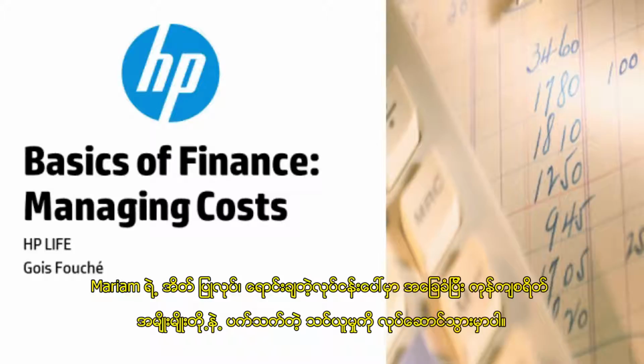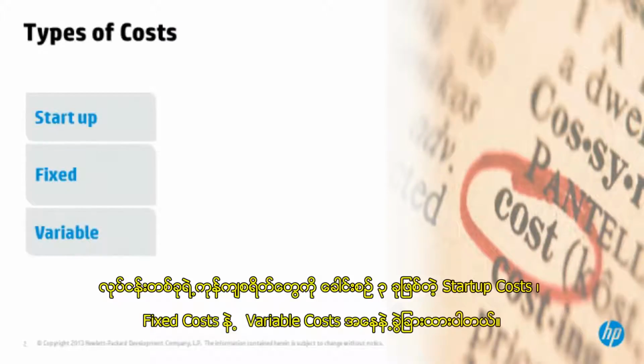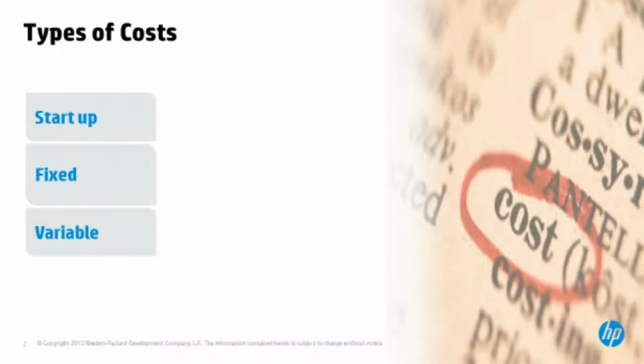making and selling bags. The different types of costs that you find in a business can be classified into three main groups, namely startup costs, fixed costs, and variable costs.